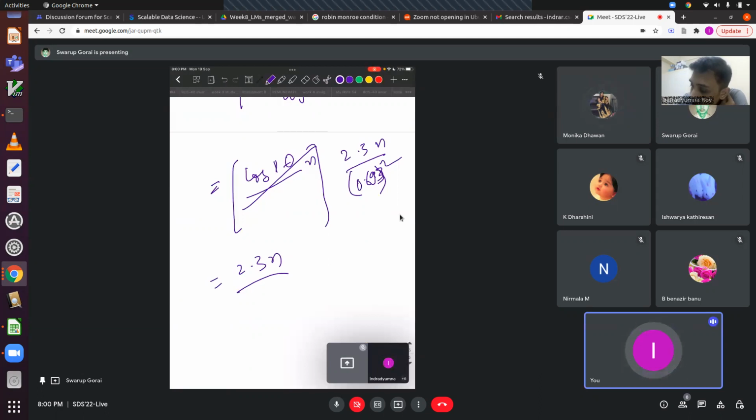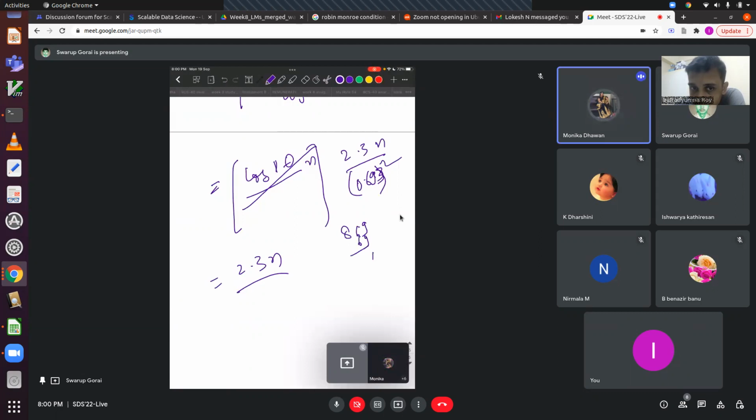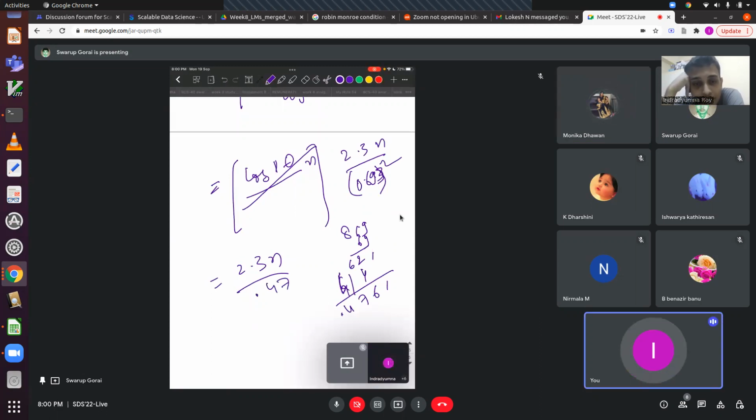So what will you get in the denominator? It will be something less than 0.49. Multiply 69 by 69: 9 nines are 81, and so on, it comes to about 0.47. So now you have to use the calculator to do 2.3 by 0.47.